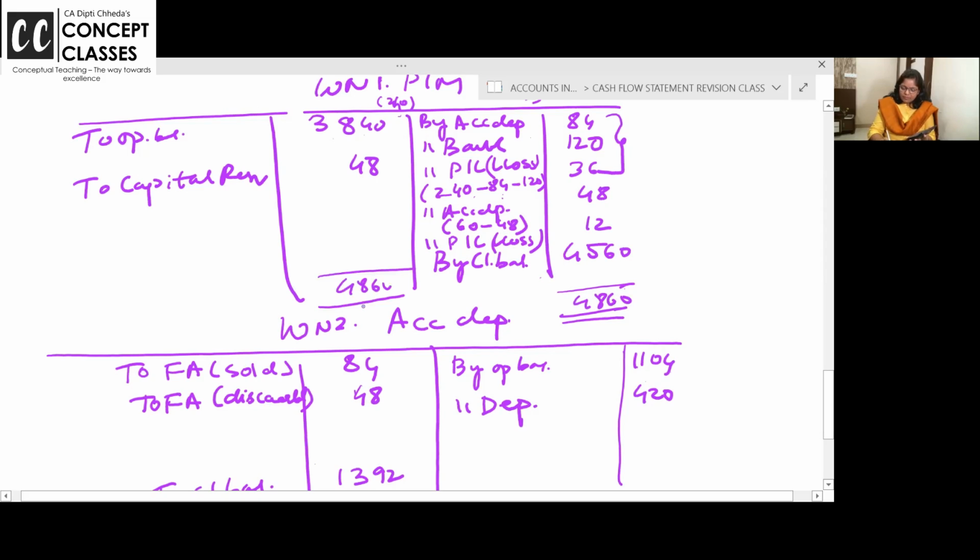4860. How much are you all getting? Balancing figure on this side. Plant and machinery account debit to bank, balancing figure, because opening, closing is given, sale is given. Check once how much is coming.